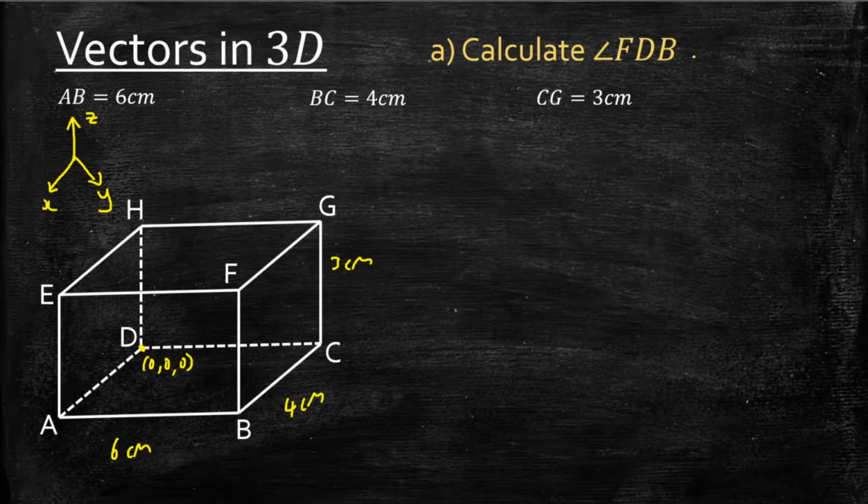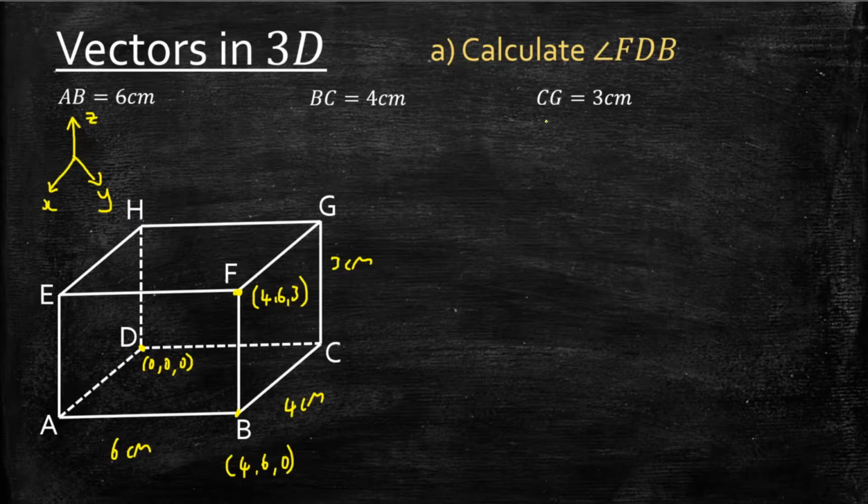We just want F, D, and B. Well, if we look at F, we know that to get to F, we have to go 4 along this direction, 6 along this direction, and 3 up. So it's going to be 4, 6, 3. And for B, we need to go 4 in this direction and then 6 in this direction, but we're not going up or down. So that's just going to be 4, 6, 0. So now we've got our D, F, and B, and we can use that to help us figure out what the angle between them is going to be.